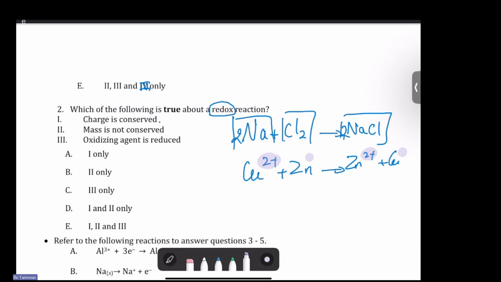This is something that we're going to need in the next lesson. So charge is conserved. It has nothing to do with mass. Oxidizing agent is the one getting reduced. Correct.